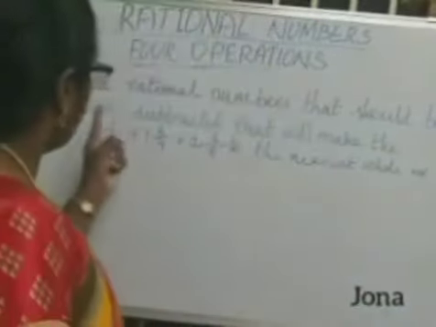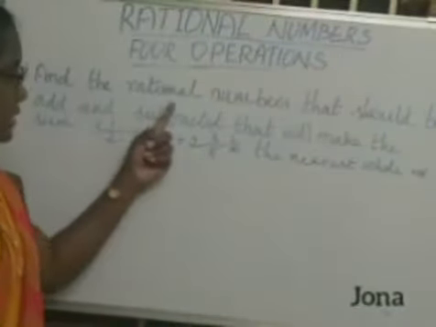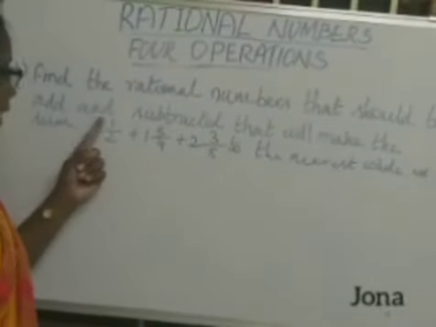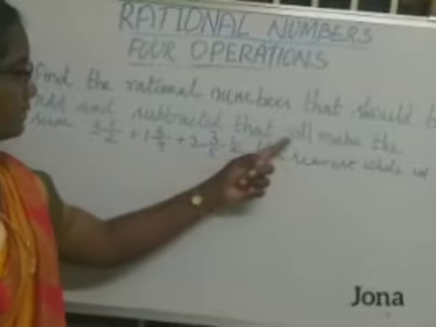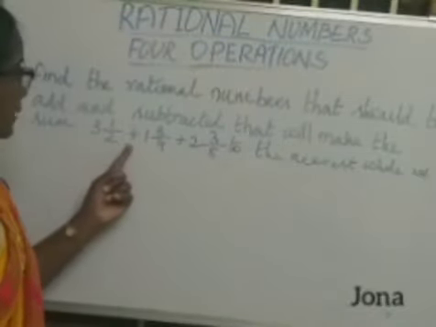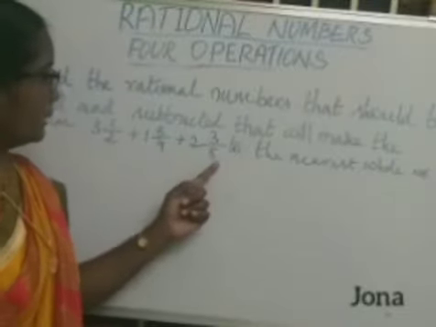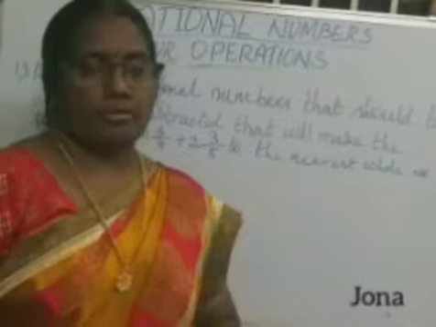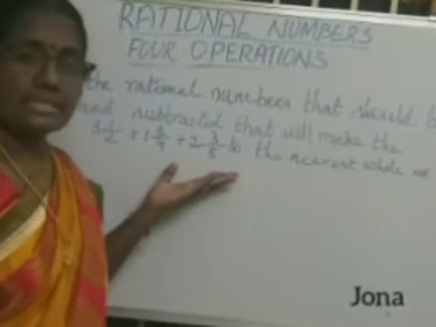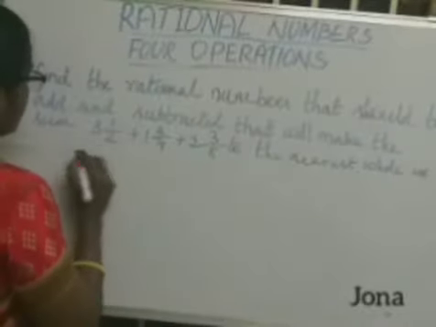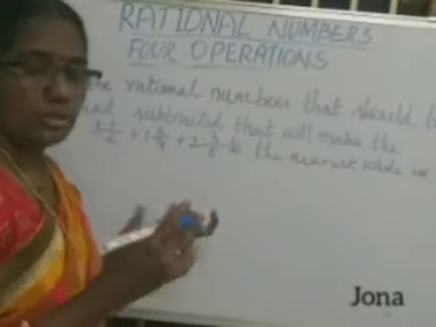Okay, now see here. Find the rational numbers that should be added and subtracted that will make the sum 3 1 by 2 plus 1 3 by 4 plus 2 3 by 8 to the nearest whole number. Okay, first I want to simplify these rational numbers. So just simplify the numbers first. I want to convert this into improper fractions.